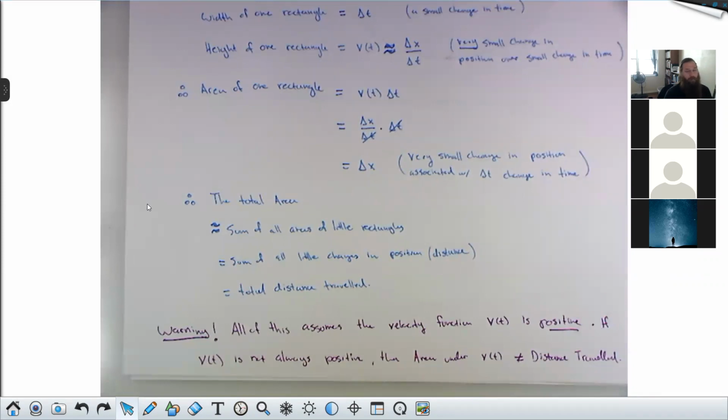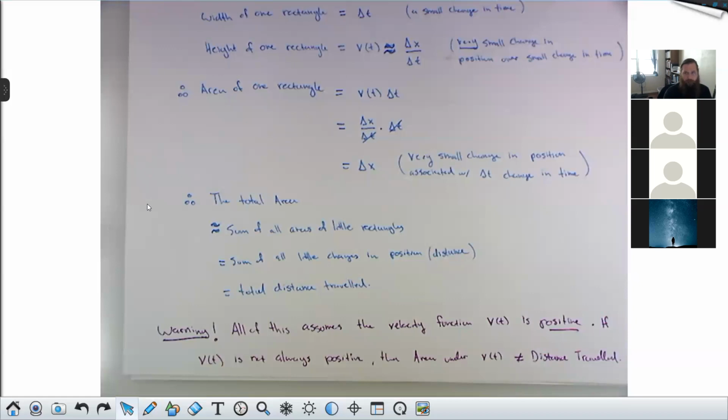And all of the problems I'm giving you right now have these nice assumptions about the velocity function. So you don't need to worry at the moment. But I want to let you know that the area under velocity is equal to the distance traveled, as long as your velocity is always positive.